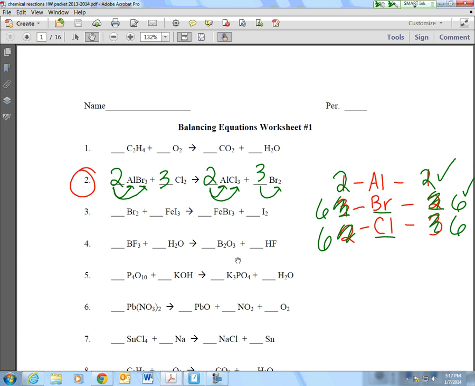Okay, so I highly recommend using an atom inventory to help you.